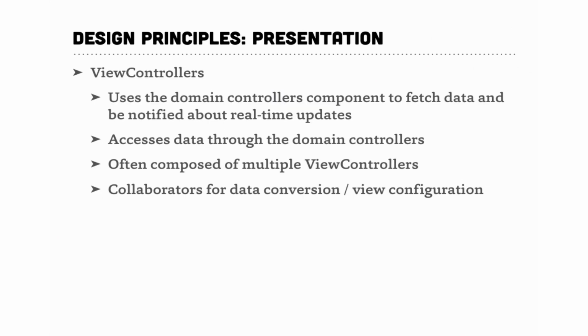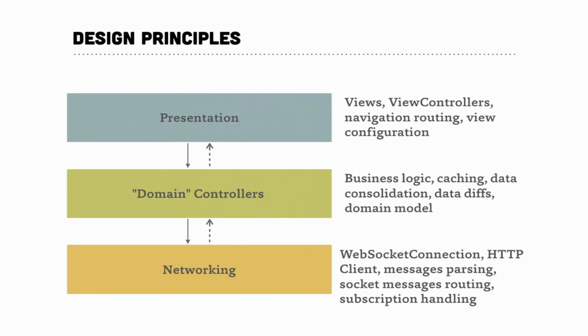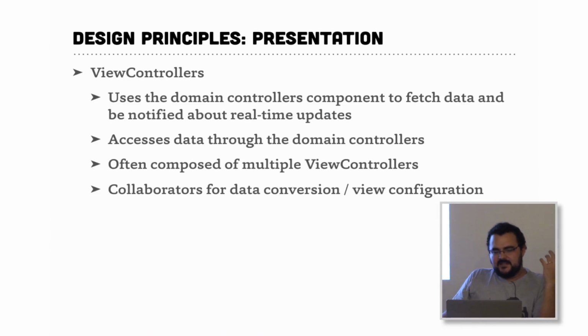So the presentation layer works using the domain controllers. If you look at it here, presentation uses the domain controllers to do stuff like getting the latest data, getting the latest states, and being notified about real-time updates. The data is only accessed via this domain controller, so you don't go around it. You have to access the data through it. So we have a centralized point for data retrieval.